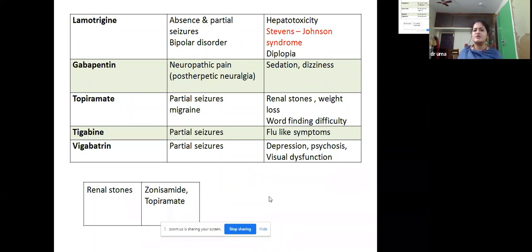But topiramate causes renal stones, weight loss, and word finding difficulty. Tiagabine causes flu-like symptoms. Vigabatrin causes visual disturbances, psychosis, and depression. The drugs which cause renal stones are zonisamide and topiramate, because they have carbonic anhydrase inhibiting action.